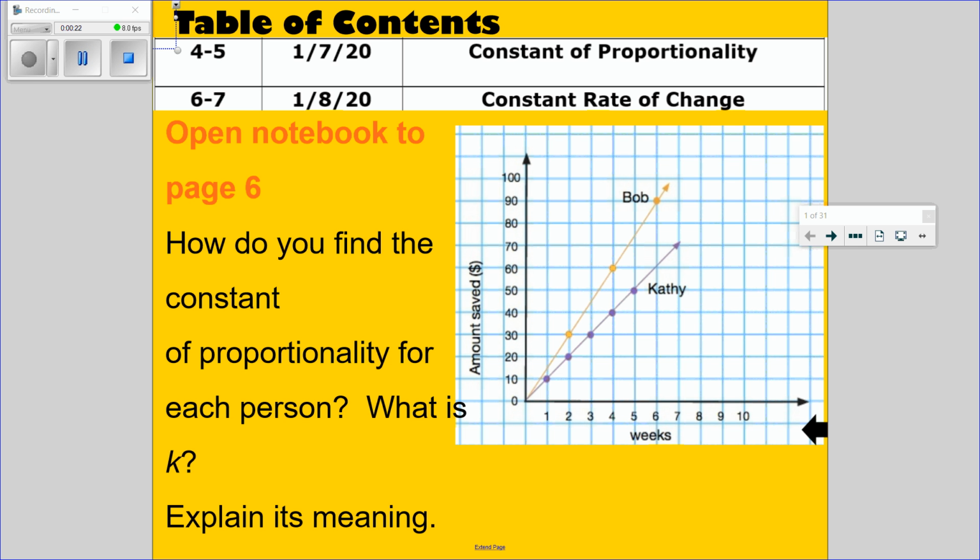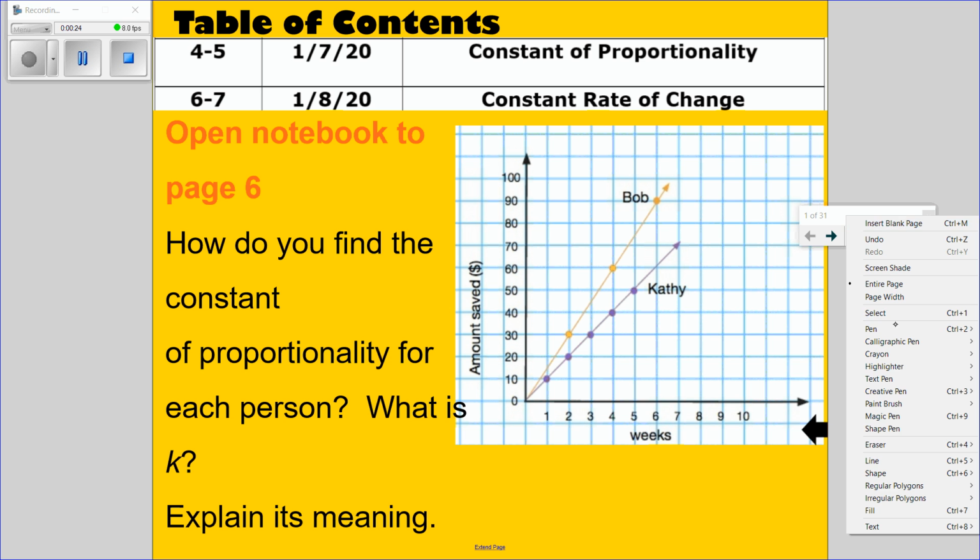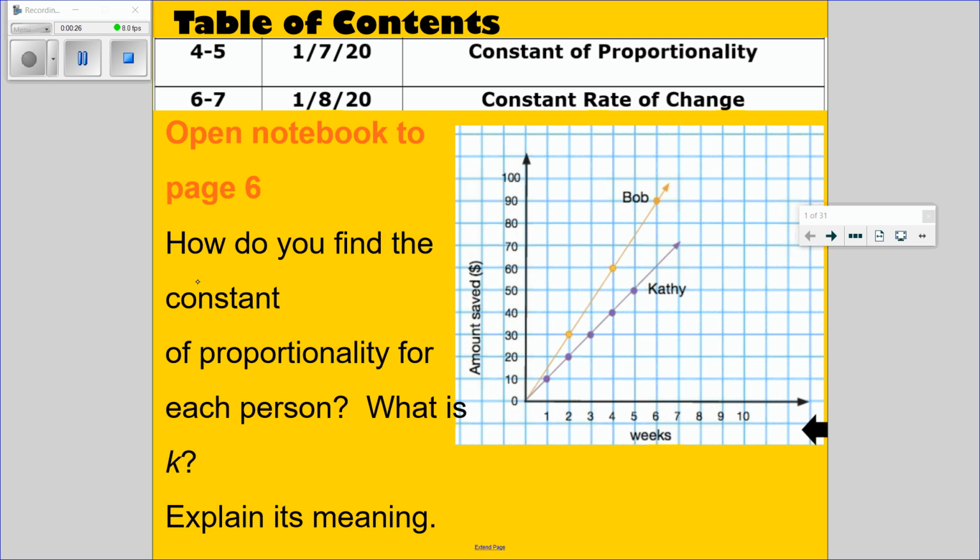Well, first of all, constant proportionality is just really another word for unit rate. That's what we learned in 6th grade. This is a 7th grade word. The formula for it is K equals Y divided by X. So let's look at Bob first.